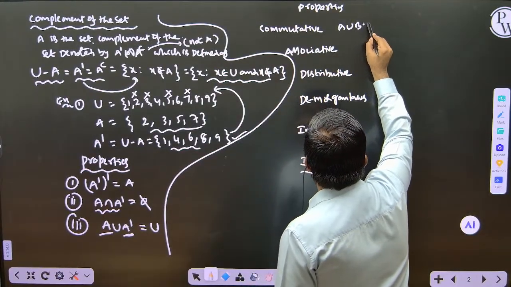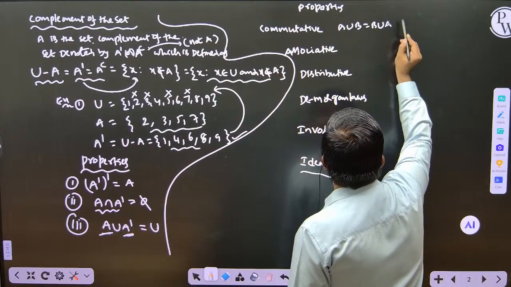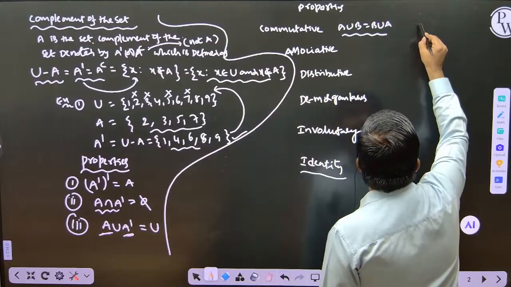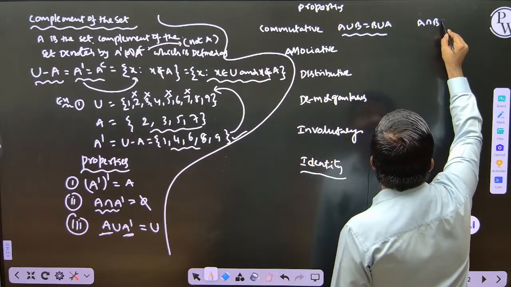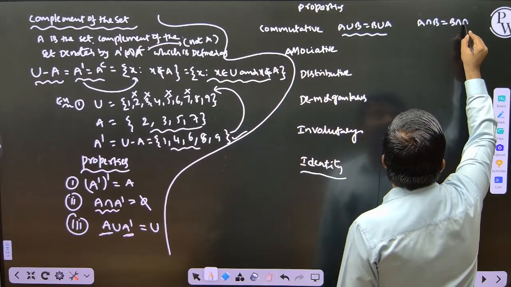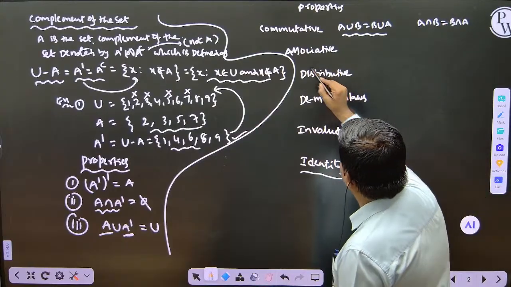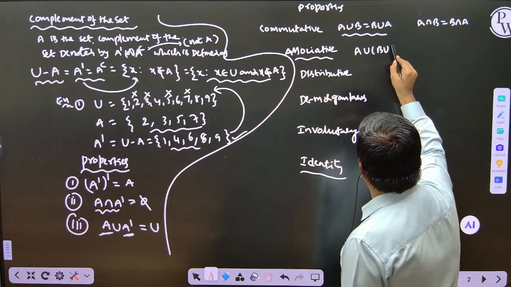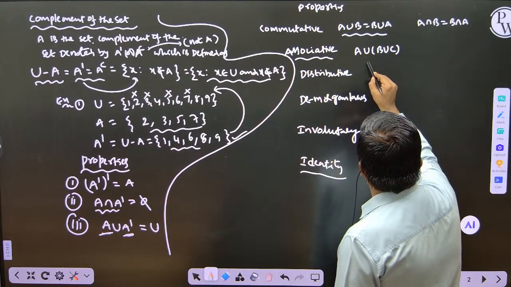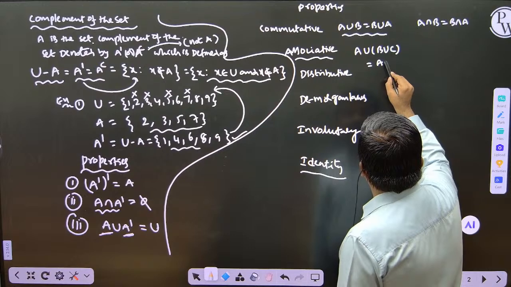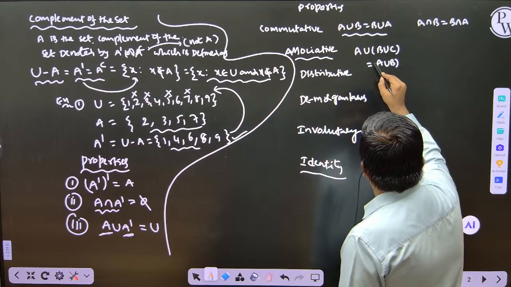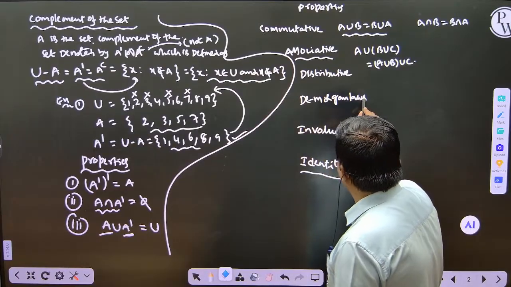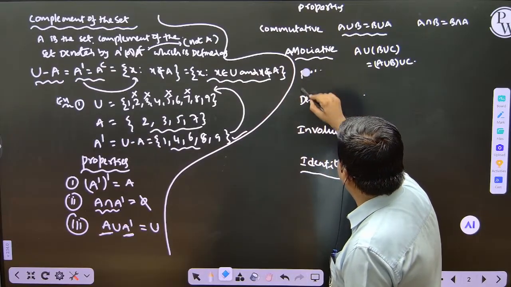What is the commutative property? A union B is equal to B union A. That means union satisfies the commutative property. Intersection also satisfies the commutative property. Associative property means A union B union C is equal to A union B union C. Associative property is this one.